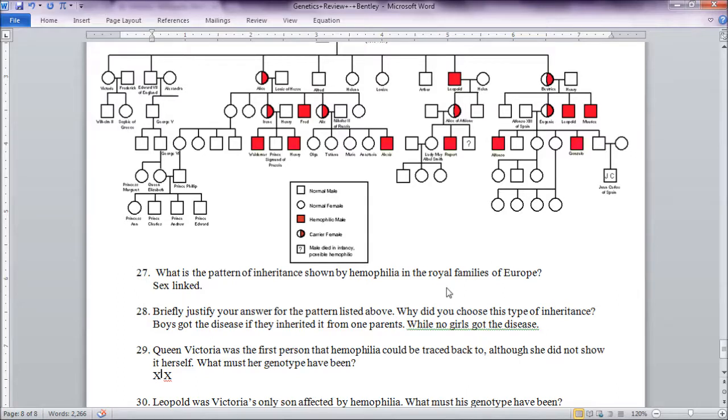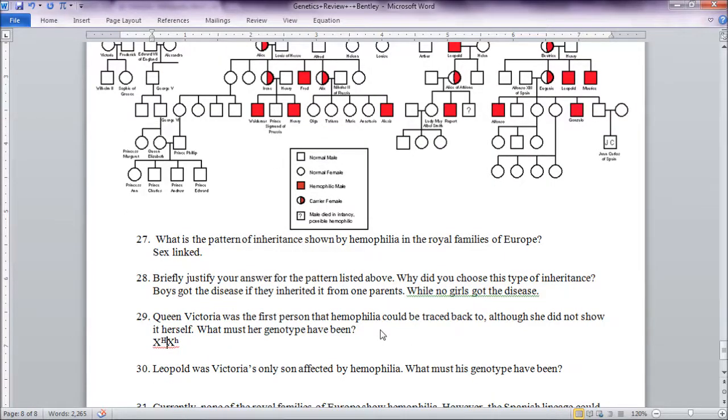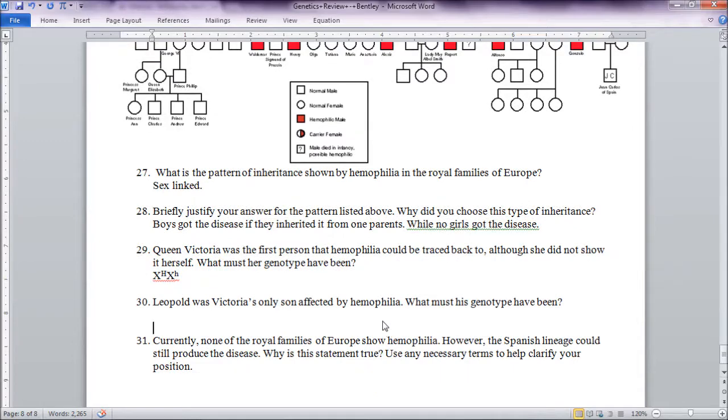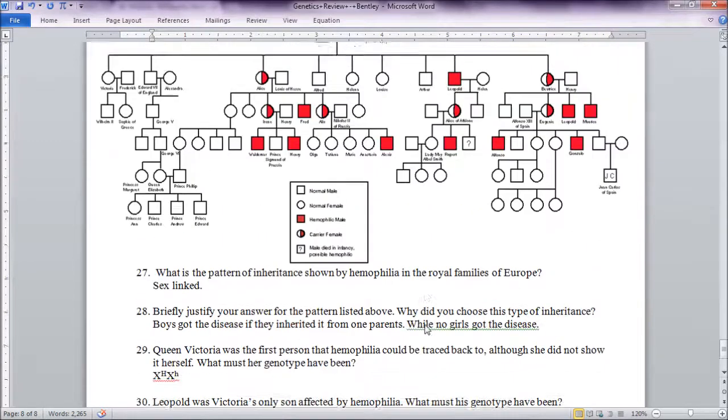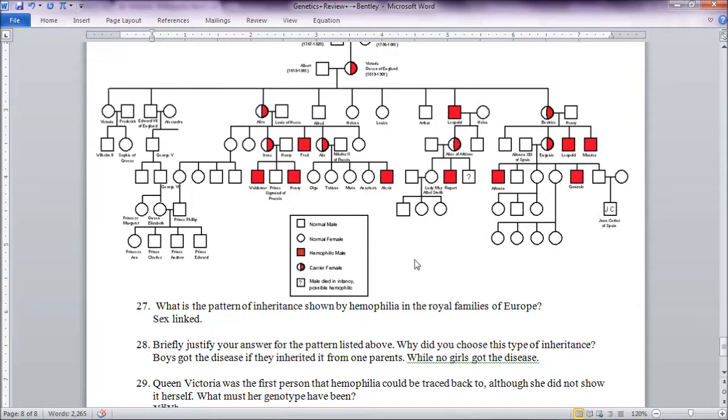So we got hemophilic. She's good on one, but she's bad on the other. That must have been her genotype. She must have been a carrier. So Leopold was Victoria's only son affected by hemophilia, and you'll notice the only son on here that actually managed to survive to adulthood and make babies.